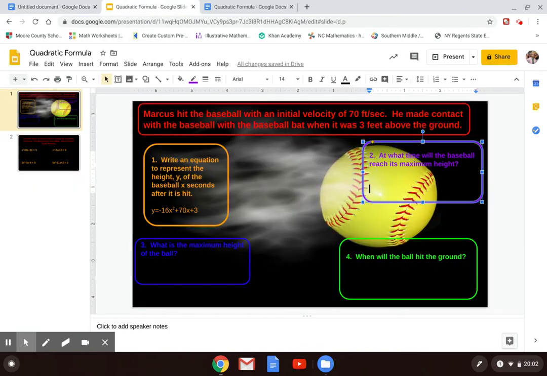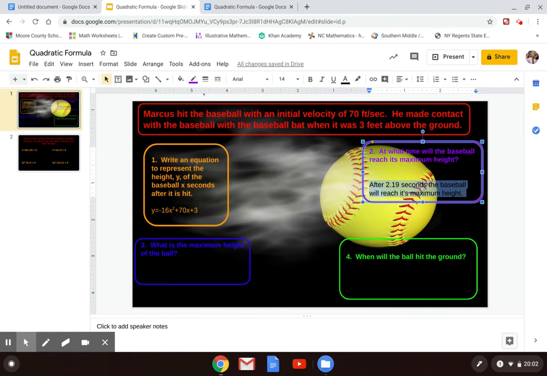So if I go back over here, and for those of you who are back with me, my x value is 2.19. So what that basically means is that after 2.19 seconds, the baseball will reach its maximum height. Okay? So that's the answer to number 2. So then now the answer to number 3 says, what is the maximum height of the ball?